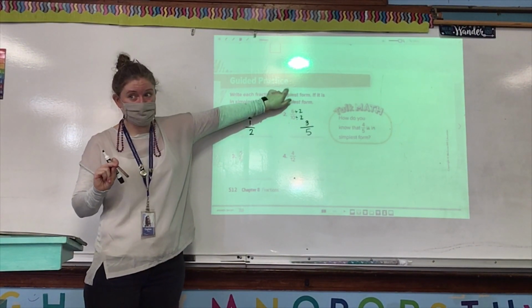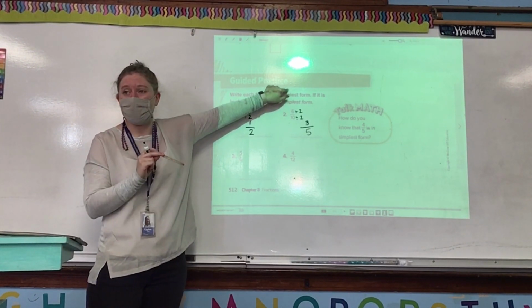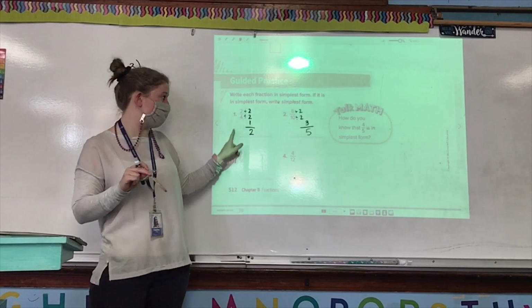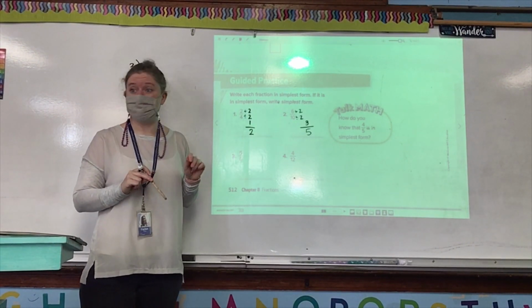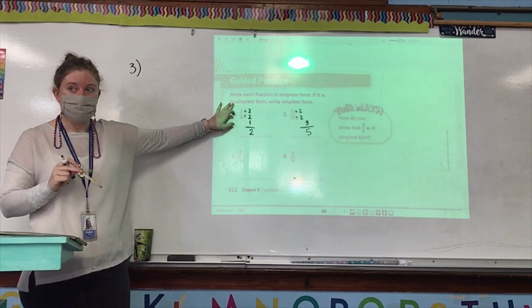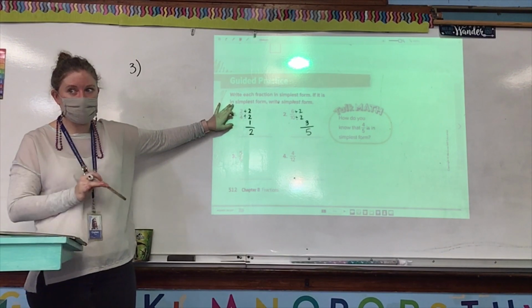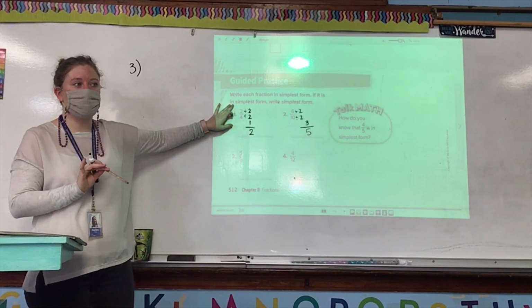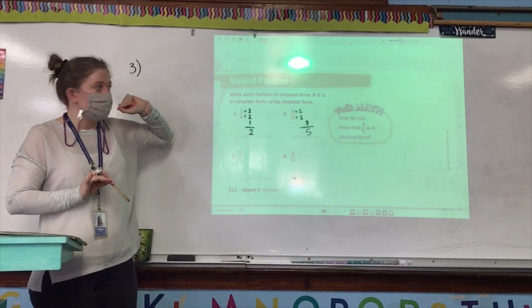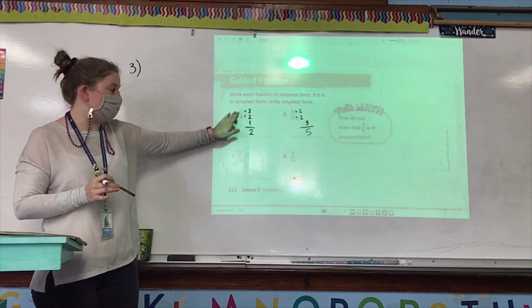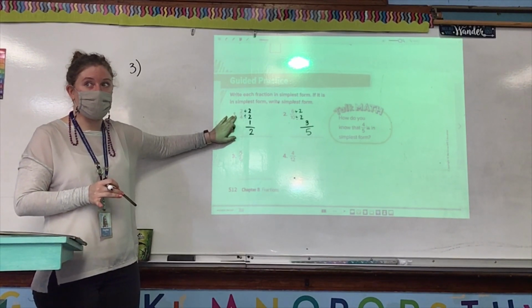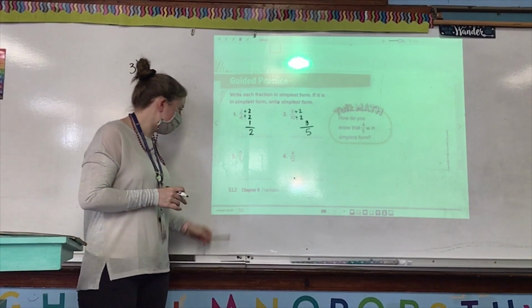It's only in simplest form if they have only what factor in common? 1. So are either of these in simplest form if we were able to get them smaller? No. We're only writing simplest form if it's in simplest form. So make sure you understand what simplest form means. If you don't understand what simplest form means, then all the work we just did basically means nothing. If the numerator and the denominator have a factor in common other than 1, they are not in simplest form. Let's look at number 3.